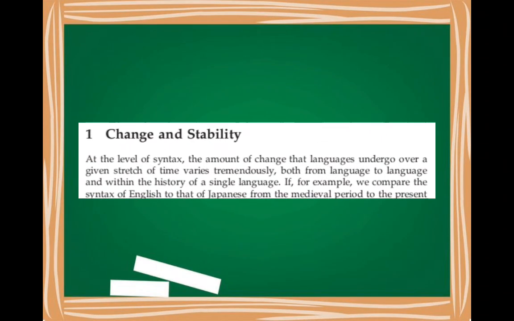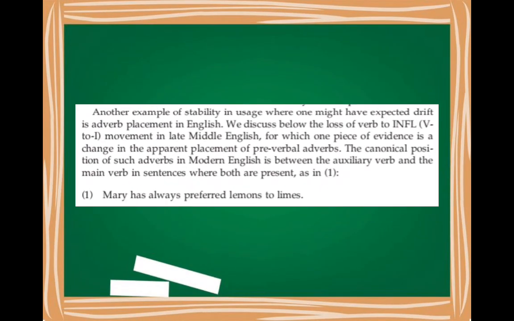We have number 1, change and stability. At the level of syntax, the amount of change that languages undergo over a given stretch of time varies tremendously, both from language to language and within the history of a single language. Another example of stability in usage where one might have expected drift is adverb placement in English.